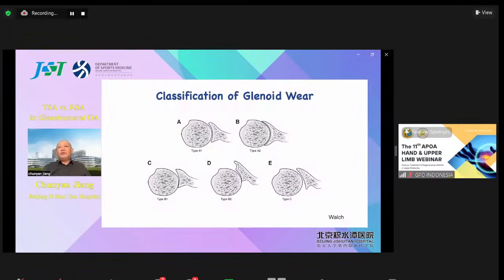Now, before we develop a further discussion of this topic, I think we have to review the very famous Walch classification of glenoid morphology, where on the axial CT scan, it can be divided into 5 types of glenoid. And the most controversial and most difficult ones would be these 2 kinds of glenoid, which we call type B2 and type C.